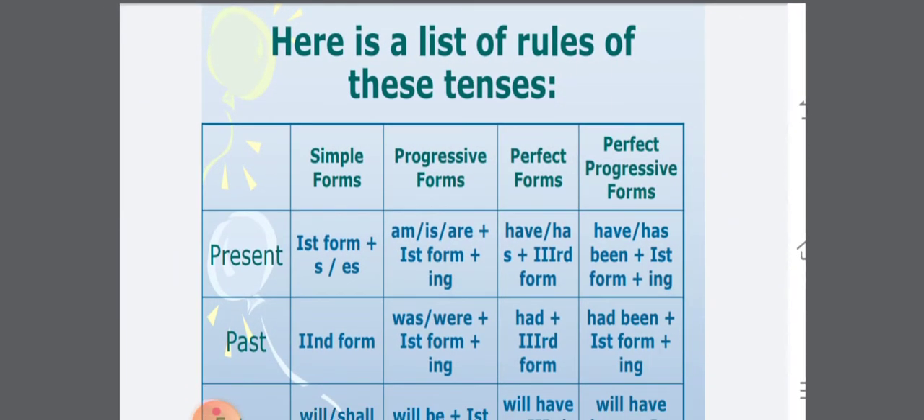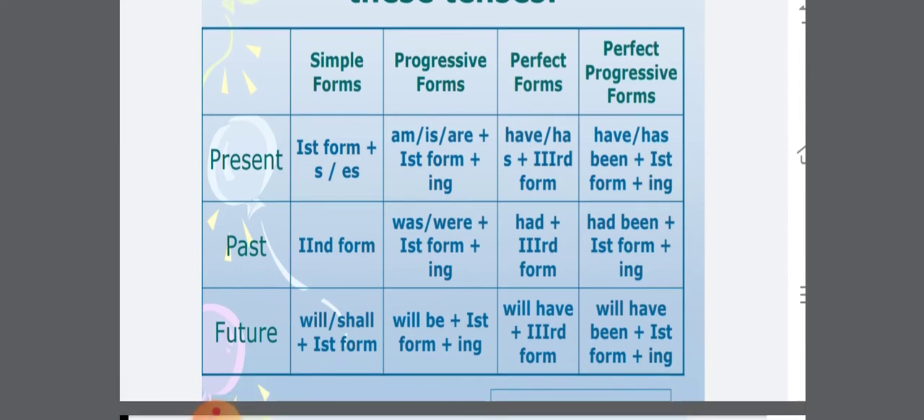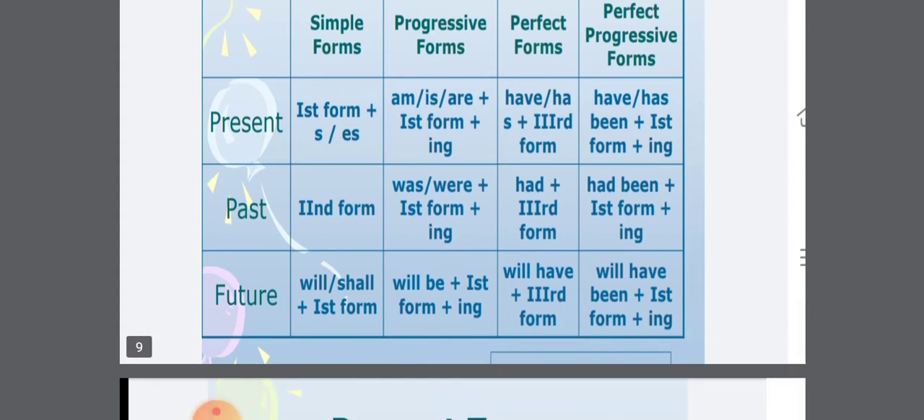For example, present first form that I have discussed just now, then progressive or continuous form, am, is, are plus verb form ing. Perfect has, have, then third form, and in the same way past tense also we will see second form. Then progressive, and perfect had plus third form of verb, then perfect continuous had been plus first form of verb plus ing. In the same way, in the future also shall, will be used as per the table given here.